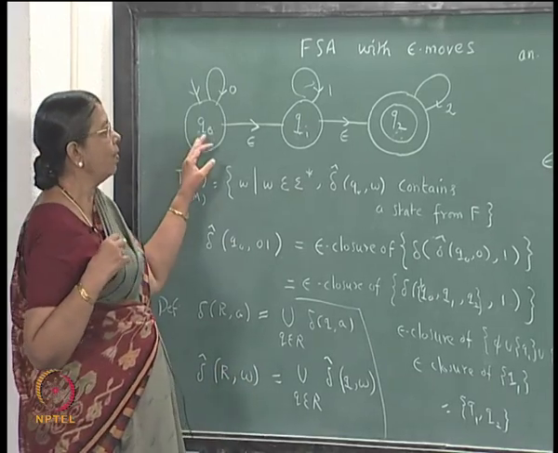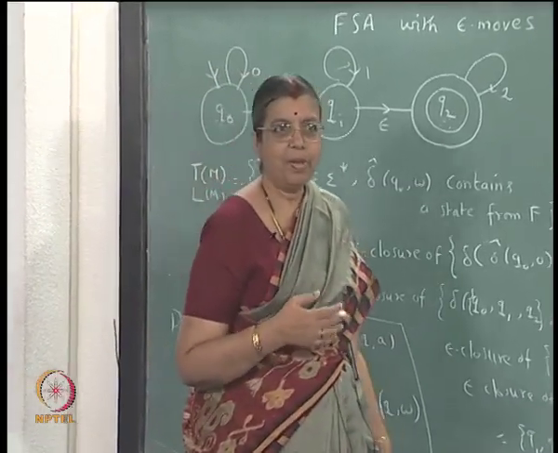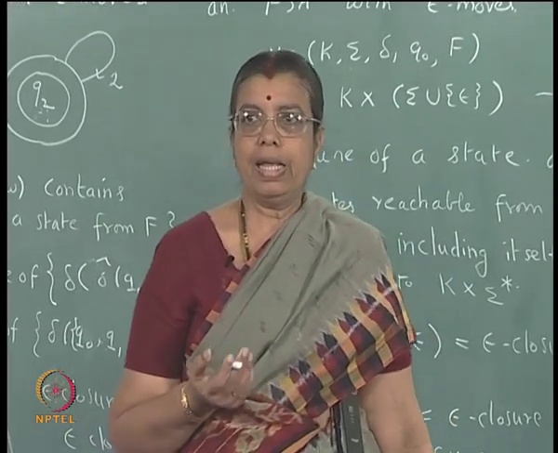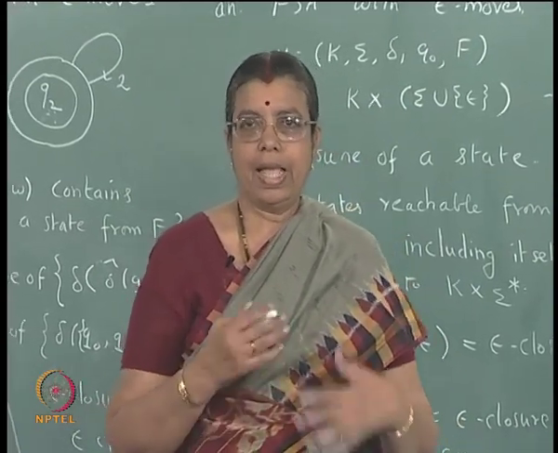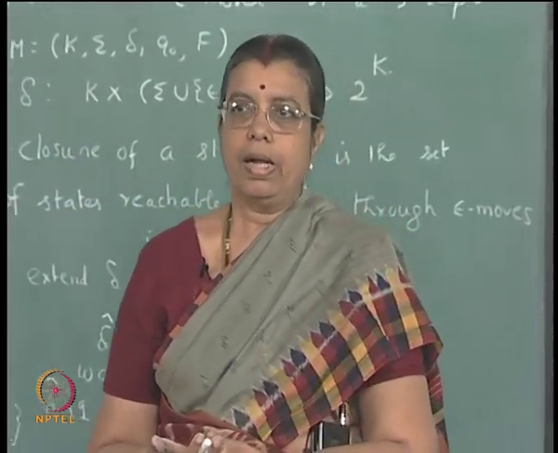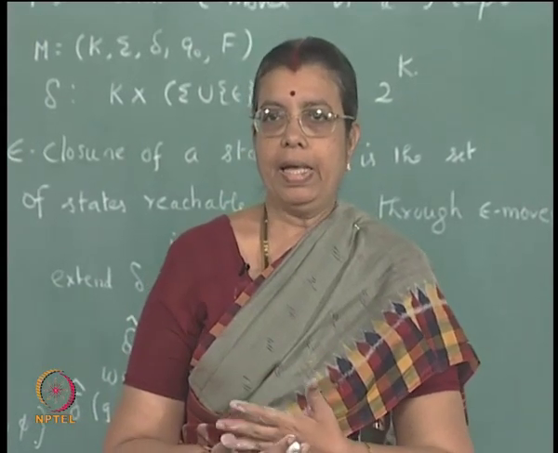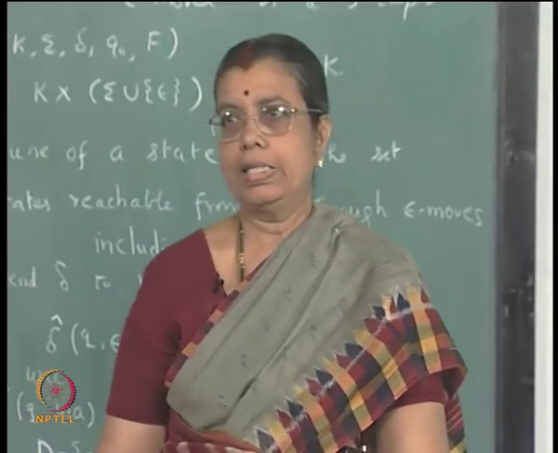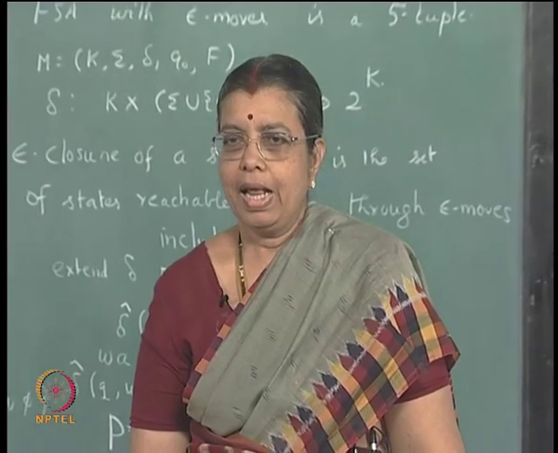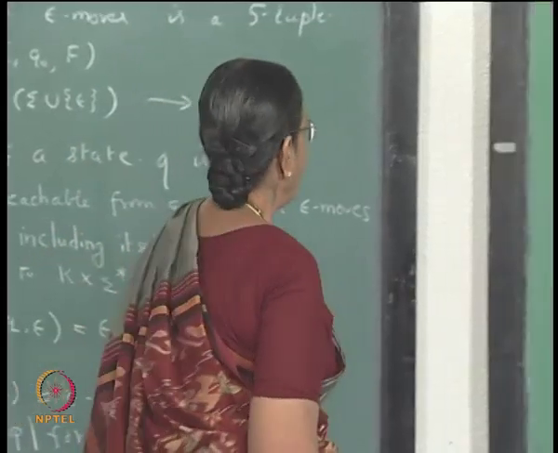Now, it looks as though by adding the epsilon transition you are giving more power, but the power is not really increased. You will get the same language, you will not get anything more than the non-deterministic FSA or deterministic FSA. So, the idea is, given an NFSA with epsilon transitions, you remove the epsilon transitions and get an NFSA without epsilon transitions. So, how do you go about it?